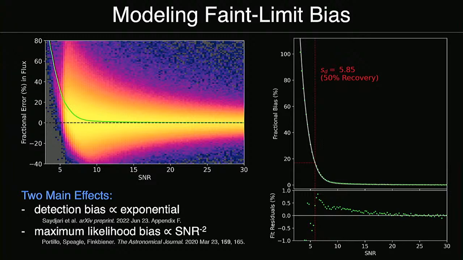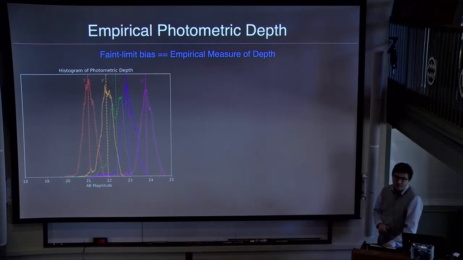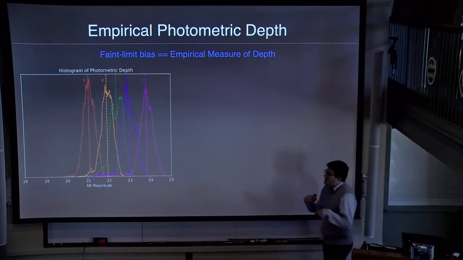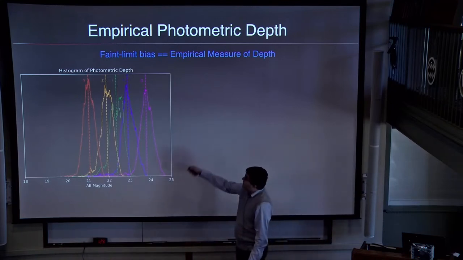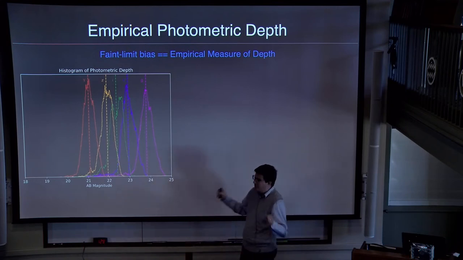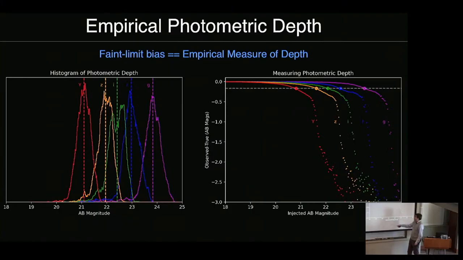But this analytical relation gives us something quite special. It gives us a relationship between the detection threshold, the 50% recovery point, and the expected fractional bias as an empirical measure of the photometric depth. So you could do the standard thing where you say, I know my point spread function, I know the sky background, I think I'm detecting to 5 sigma. I'll make a histogram. The median of that will be the monolithic number that I report as the photometric depth for my survey. Instead, you could also say, as a function of the injected source magnitude, what is the observed bias that I have, and when does it cross the expected bias I should get at the detection threshold? That's another measurement that you could do of the photometric depth.